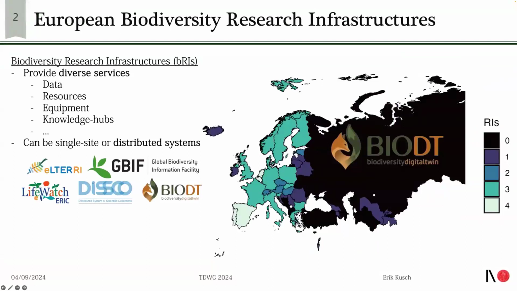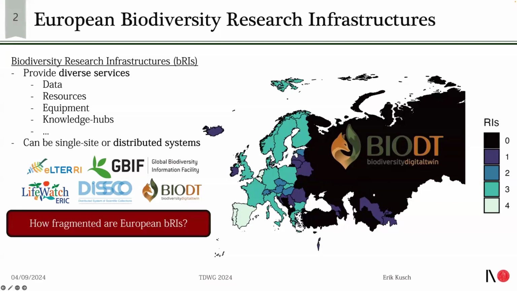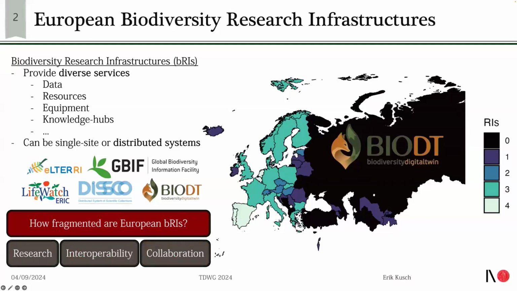Firstly, for all of those not in the know on what a biodiversity research infrastructure is, which I assume will hardly be anyone in this audience, biodiversity research infrastructures, which I will be referring to as BRIs or BioRIs for the remainder of this talk, provide diverse services ranging from data provisioning, resources, those being computational or manpower, all the way to different sorts of equipment, as well as knowledge hubs and other web hosting services, you name it. These BioRIs can be single site systems or distributed systems, which we can see on the right-hand side. The target RIs, those being eLTER, GBIF, LifeWatch, and DiSSCo for our purposes within BioDT, show some fragmentation geographically speaking. However, the question arises how fragmented European BioRIs even are. We could look at this through the lens of the research they support, the interoperability of their operations and services, or the collaboration between and across them.